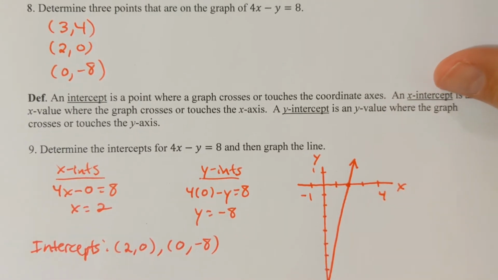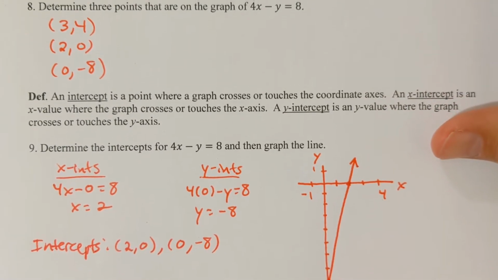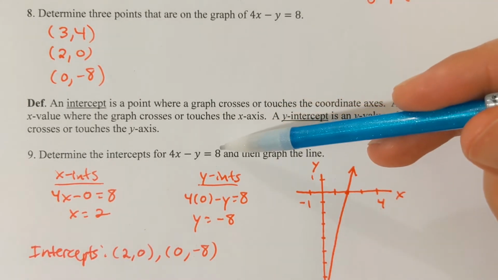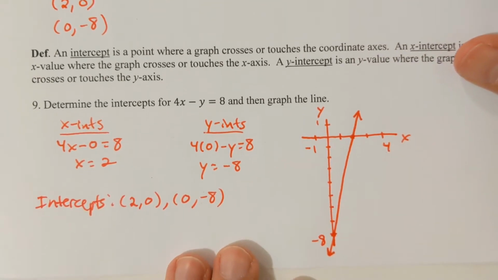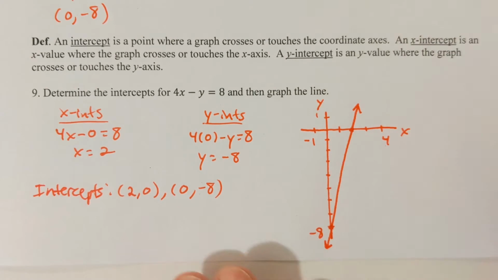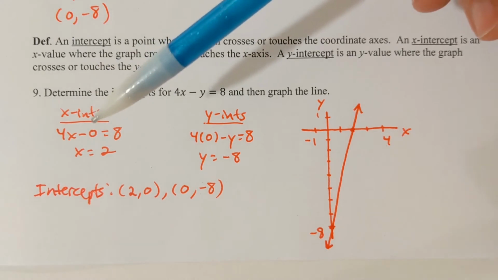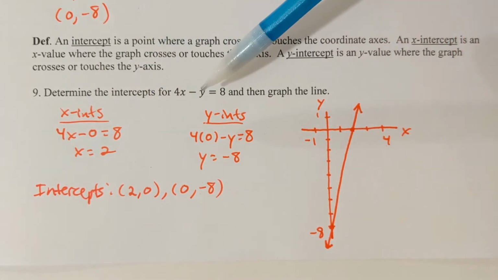So let's take a look at problem 9. We want to determine the intercepts for the equation 4x minus y equals 8, and then we'll graph this line. I've got two columns set up here, one for the x-intercepts, one for the y-intercepts. That's how you'll want to do it in general. To find an x-intercept, you're going to let y be 0 and solve for x. To find a y-intercept, you're going to let x be 0 and solve for y. Whatever type of intercept you want to find, let the other variable be 0 and then solve for that variable.